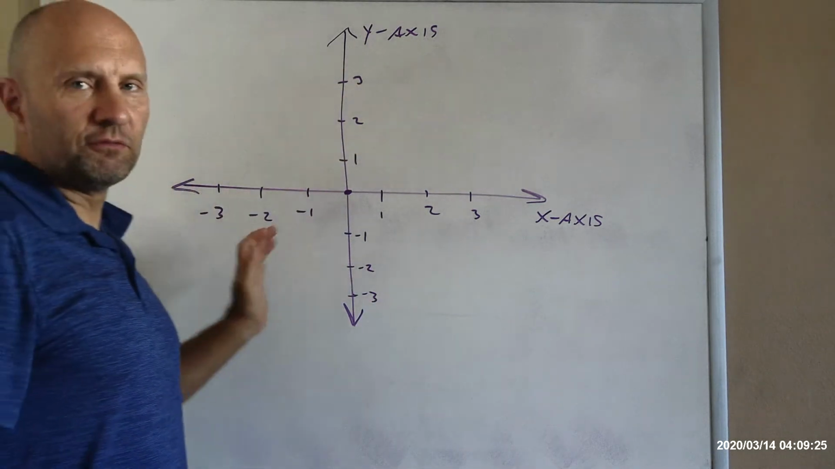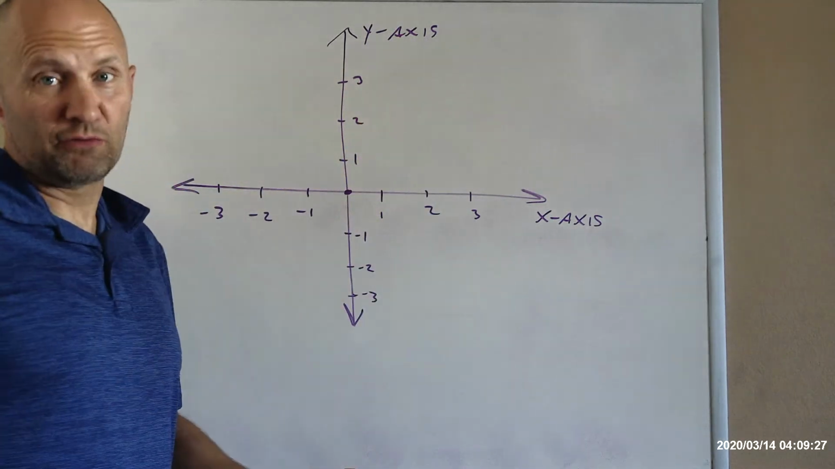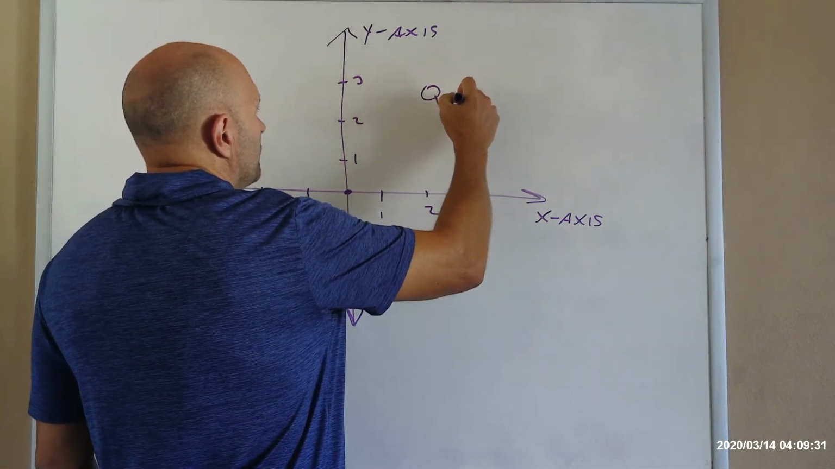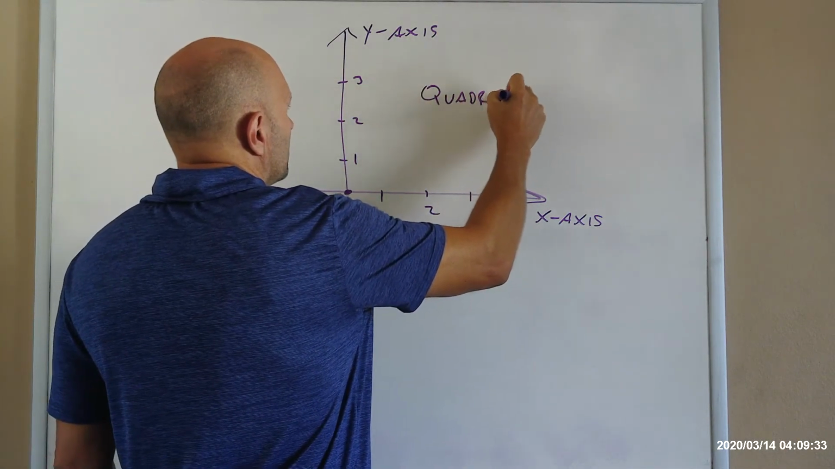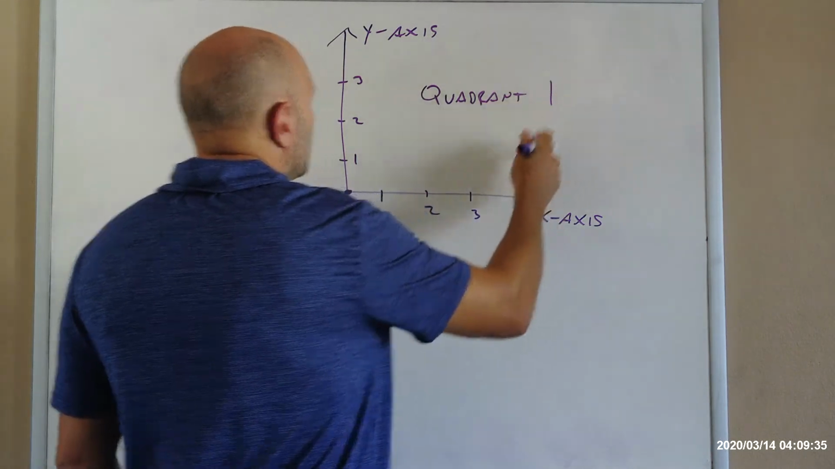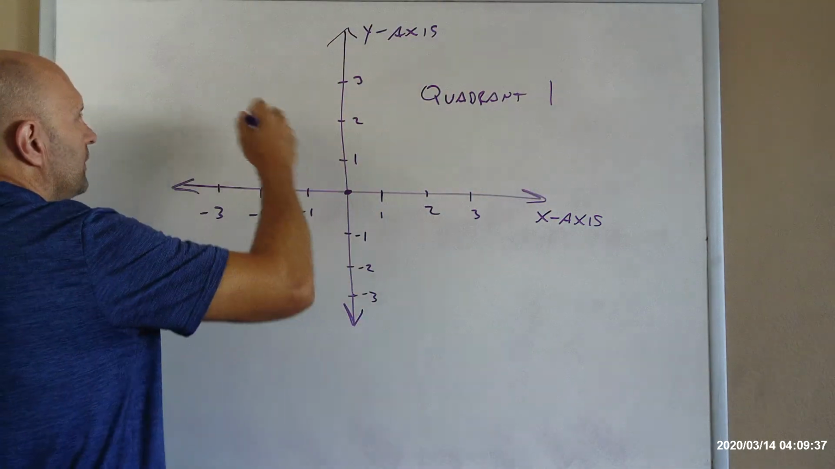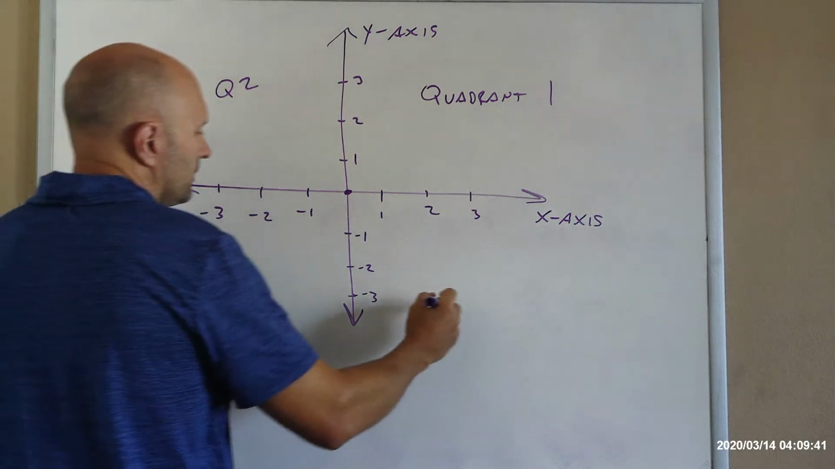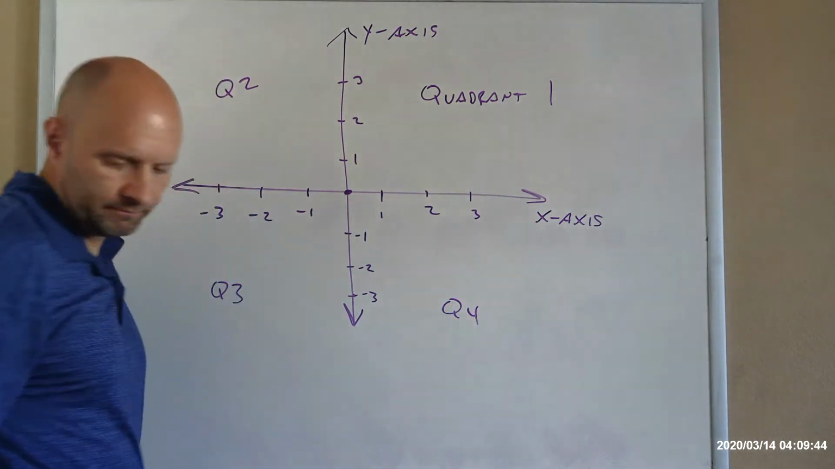We can see this is divided into 4 sections. We call these quadrants. And in this upper right section, this is quadrant 1. And as we move counterclockwise, they just go up. So quadrant 2, quadrant 3, quadrant 4.